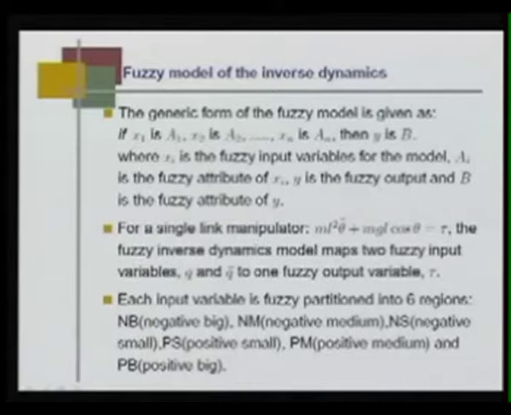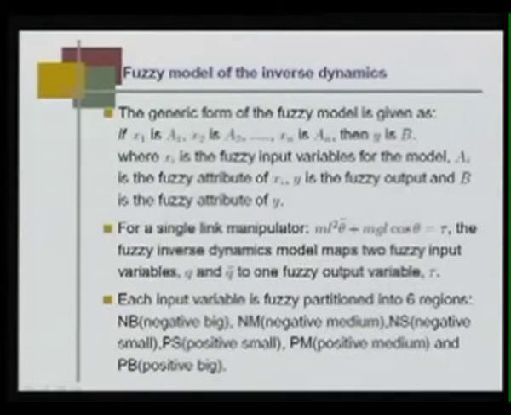So, the generic form of a fuzzy model is given as: if x1 is A1, x2 is A2 and xn is An, then y is B, where xi is the fuzzy input variable for the model, Ai is the fuzzy attribute of xi, and y is the fuzzy output and B is the fuzzy attribute of y.